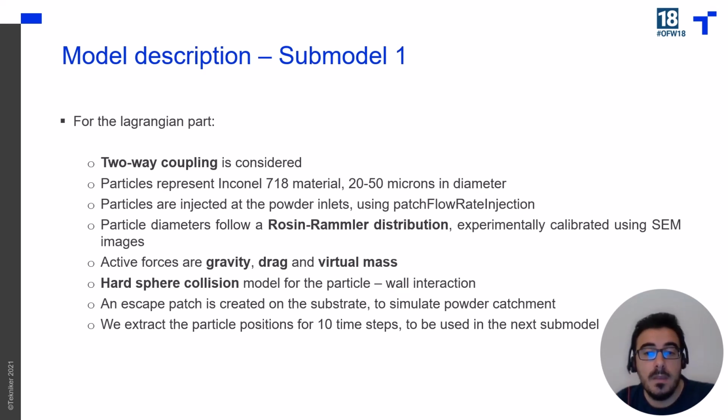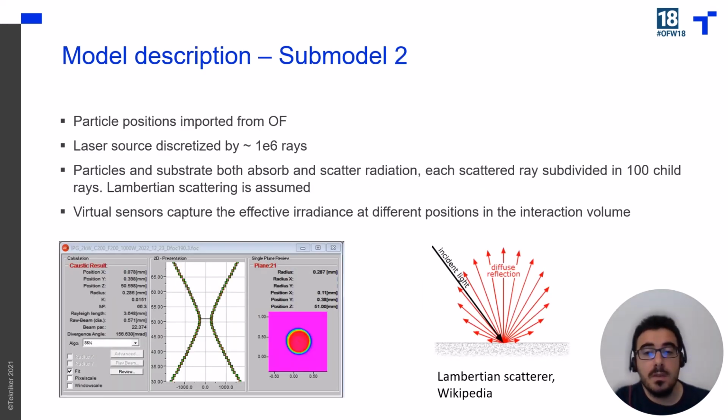with the detail that we also create a patch in the substrate wall so that some particles can escape, and in this way we somehow simulate or estimate what would be the powder catchment in the real process. We then extract the particle positions for time steps, which will be used in the next submodel, which is the ray tracing one. So the second submodel deals with ray tracing interactions.